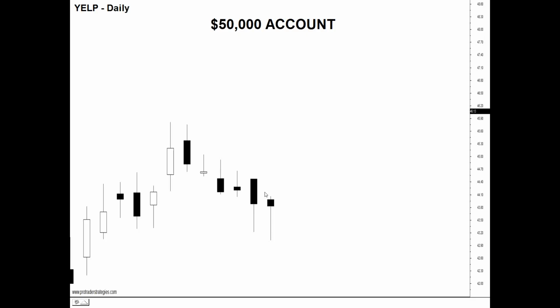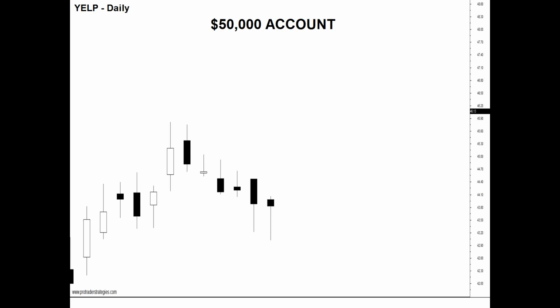Okay, let's look at this hypothetical $50,000 account, and let's say we want to trade Yelp, all right? Now remember, it makes no difference what strategy or what method you're trading. This is not a presentation today where I'm teaching you one of my methods or one of my techniques. You can trade any strategy, any system, any technique that you want to and apply the RPS method, all right?